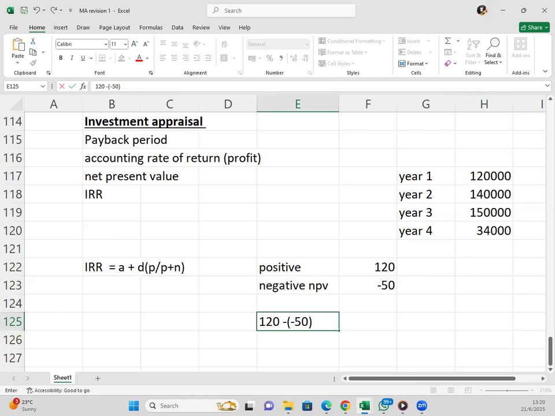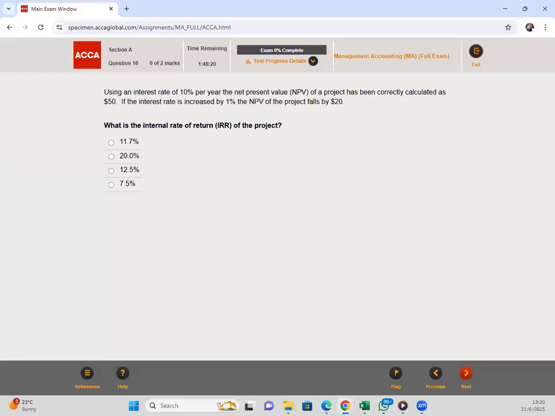Okay, with that in mind, let's now go to the question that has been asked. So using the interest rate of 10%, that's our cost of capital per year, the net present value of a project has been calculated as 50. If you are using 10%, our NPV is said to be 50. If the interest rate is increased by 1%, the NPV falls by 20.